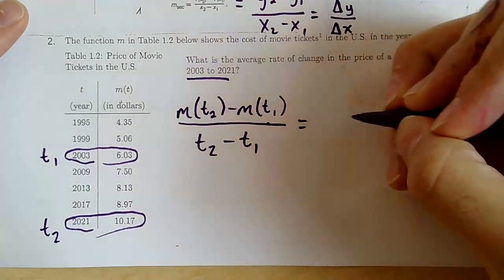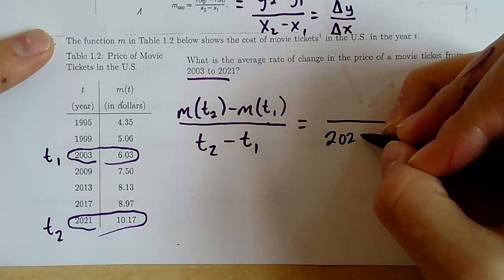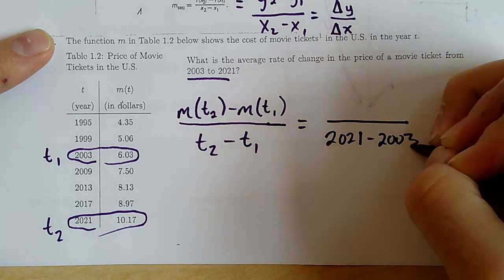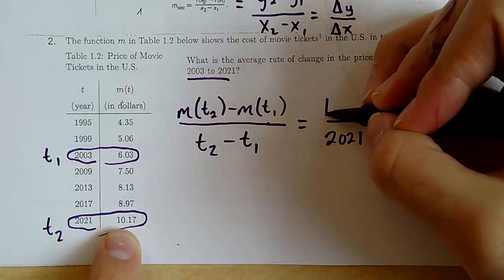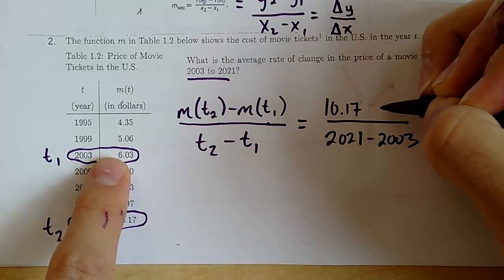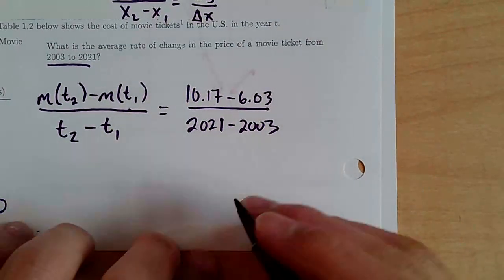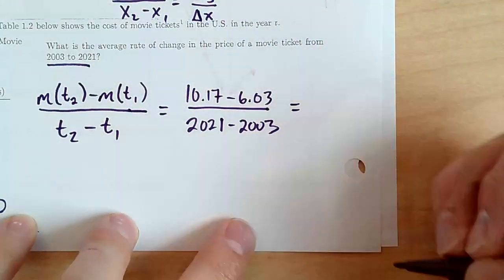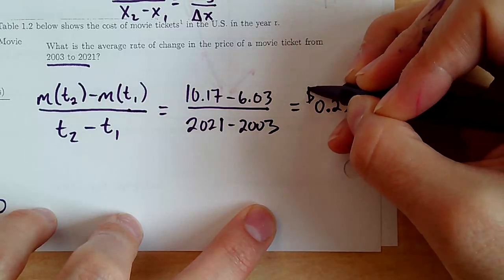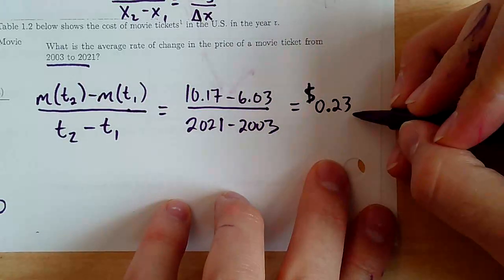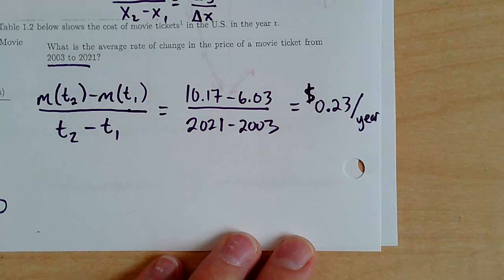Okay, so the time is easy. We've got 2021 minus 2003. And on top, we've got the price for a ticket in 2021, $10.17, minus the price in 2003, $6.03. And if we simplify this, so solve the top, solve the bottom, and then divide, we're going to get 23 cents per year. Okay, so $0.23 per year.